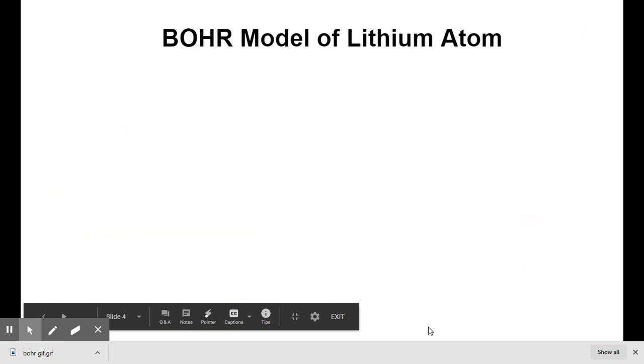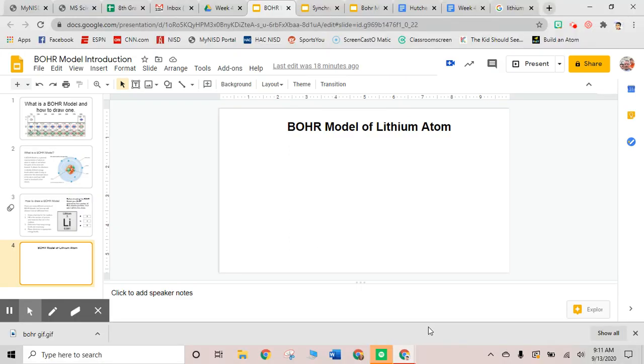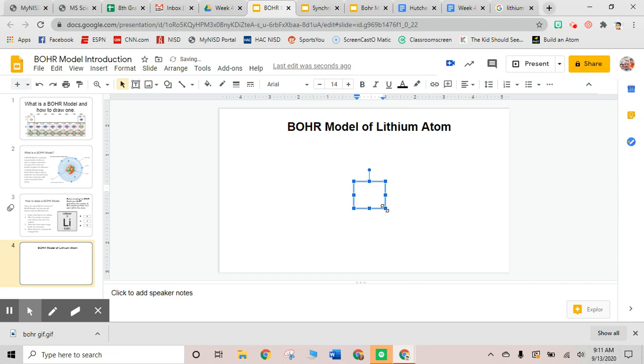Okay. All right. So I'm going to minimize this so you can actually watch me draw it. The first thing you want to do is choose a text box and then just draw a text box here in the middle. And then as we determined, there are 3 protons and there are 4 neutrons in an atom of lithium.